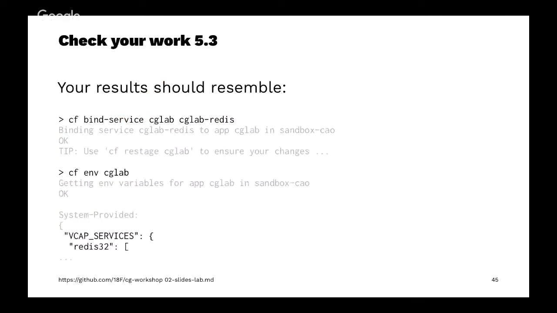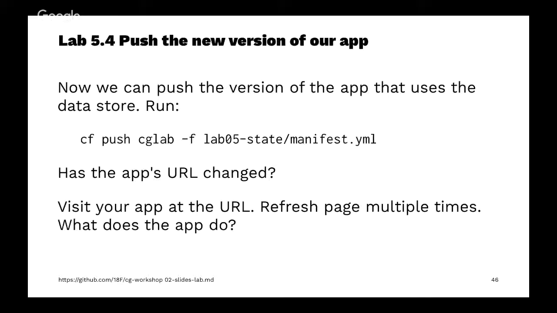And if you check your work there, the bind service command should succeed. And when you look at the environment variables, you should see something called vcap services and an entry for Redis 3.2. There's a lot of steps in this lab, so keep moving forward.